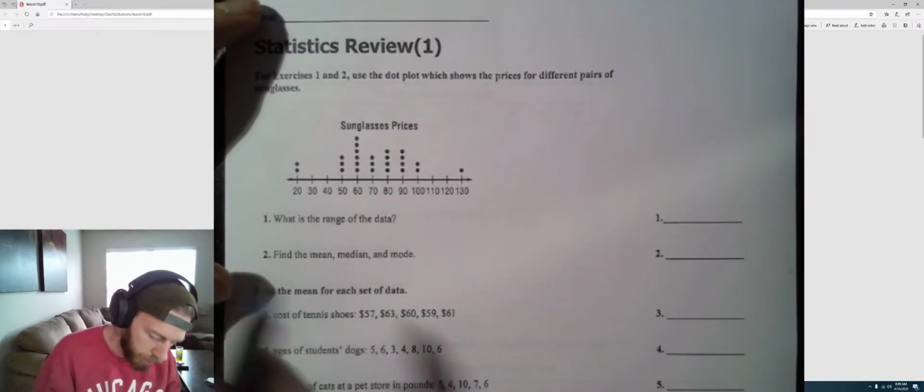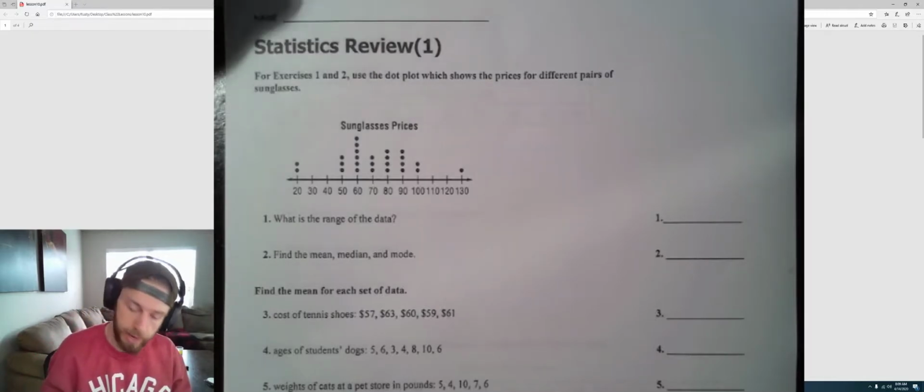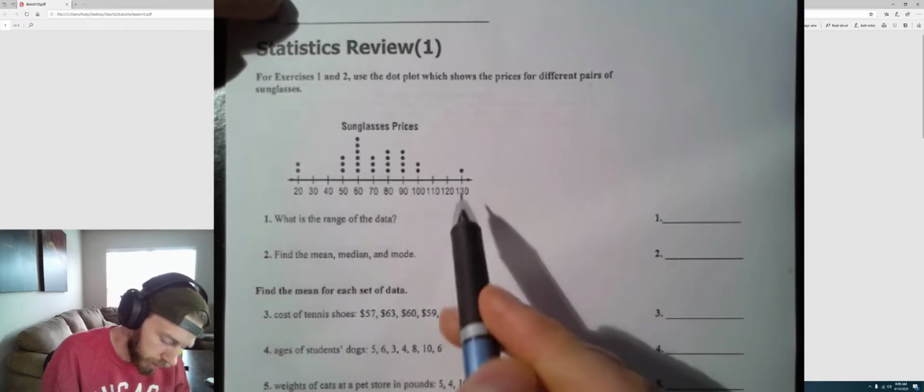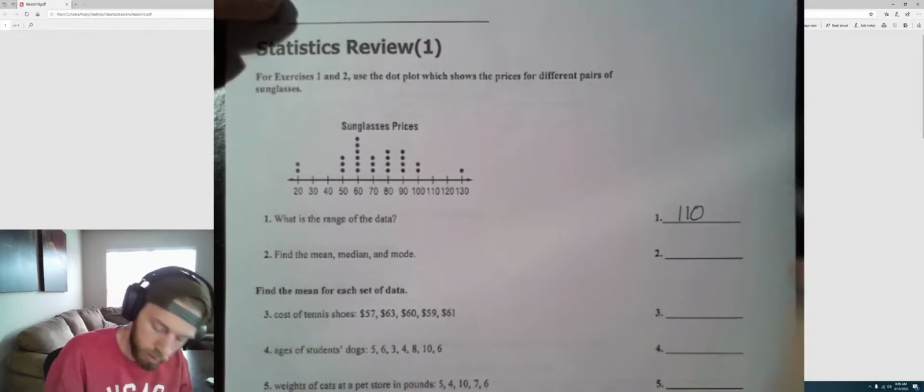Problem number one. What is the range of this set of data? The range of the set of data is the distance from the lowest to the highest number. The lowest number is 20. The highest number is 130. So the range of the set of data is 110.